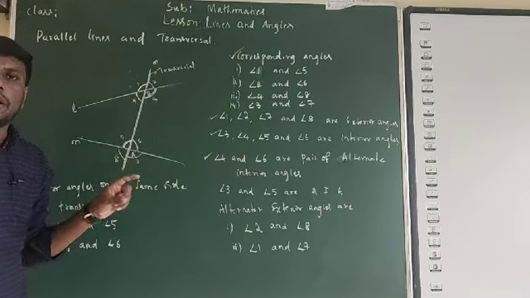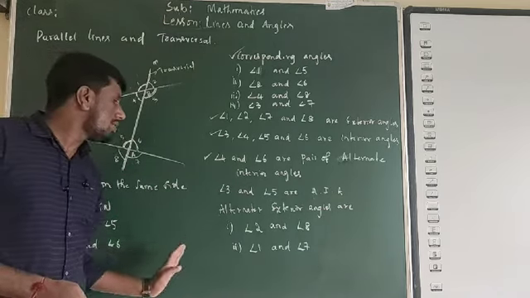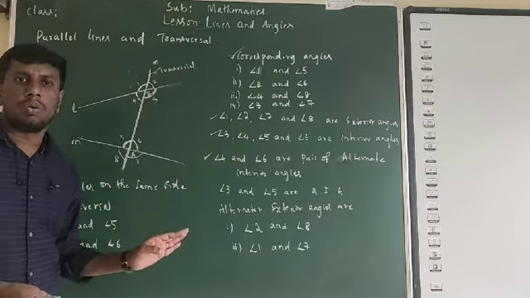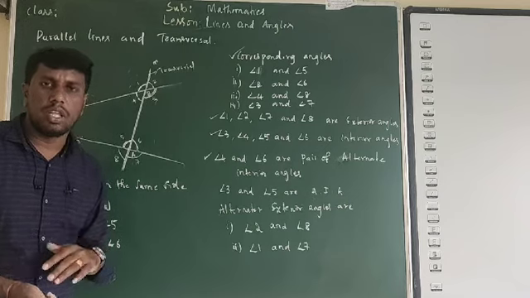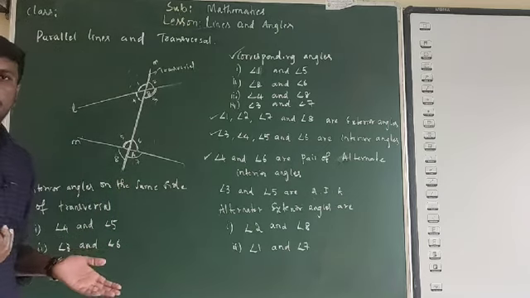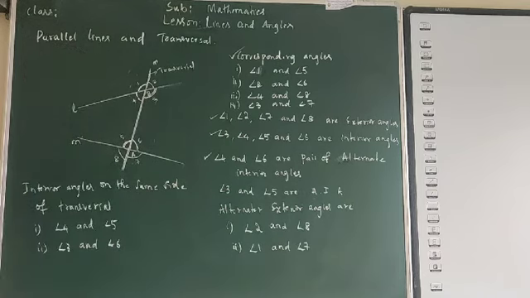If two lines are parallel and we have a transversal line, what happens to these pairs of angles? Which pairs of angles are equal, and which pairs are not equal? So we will learn those things.